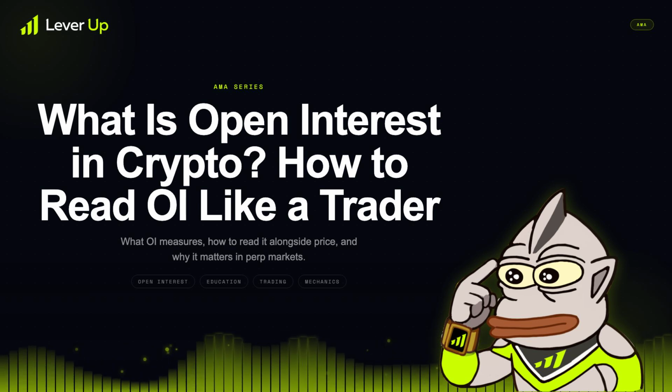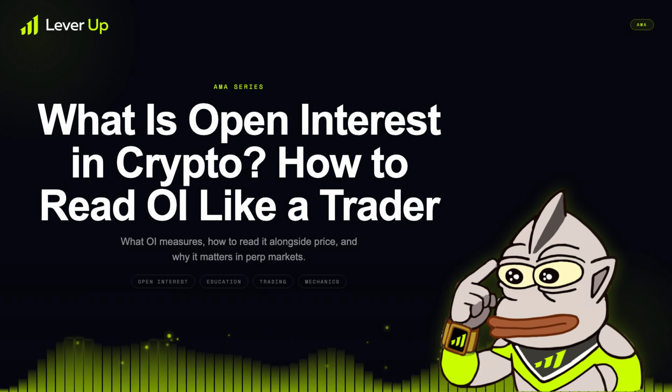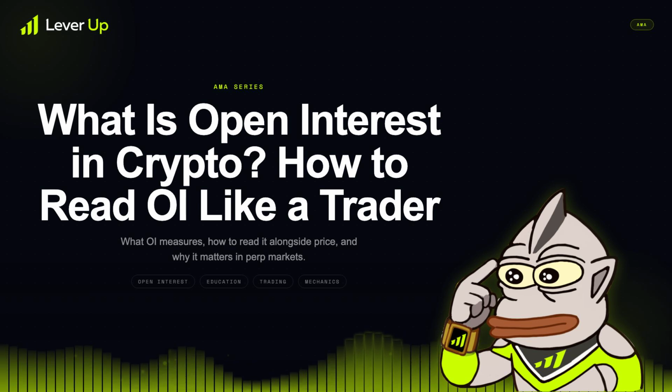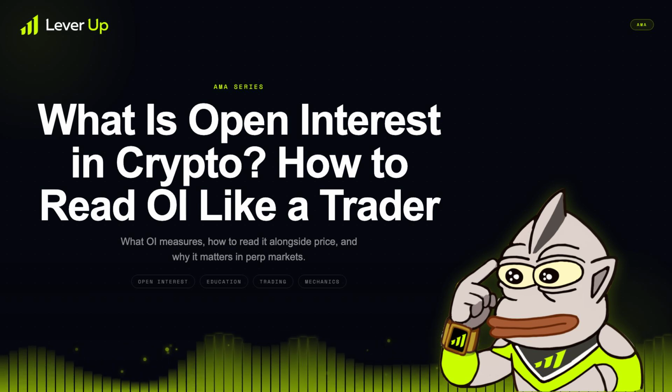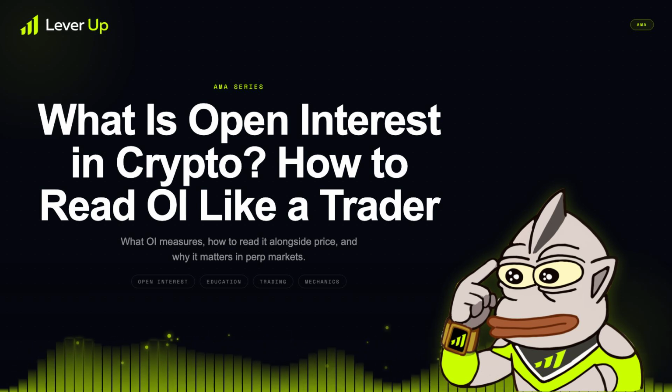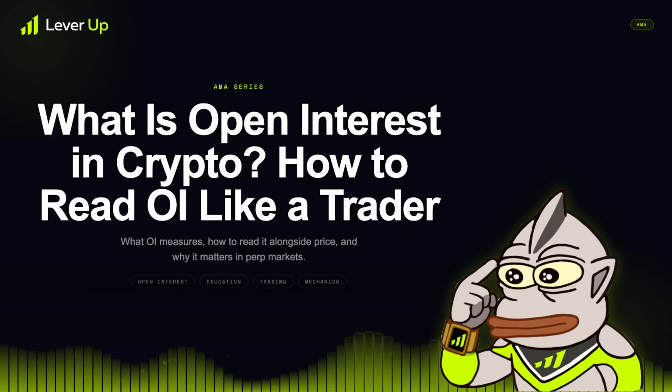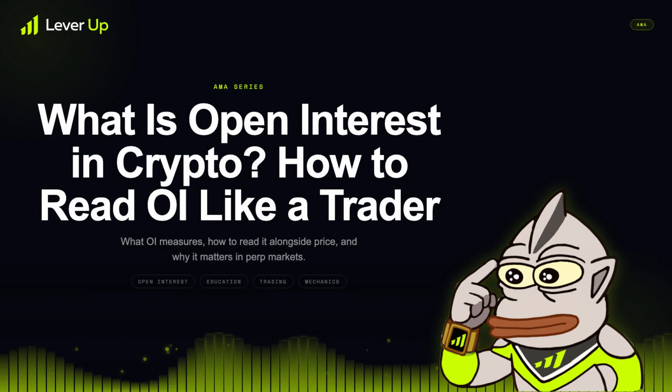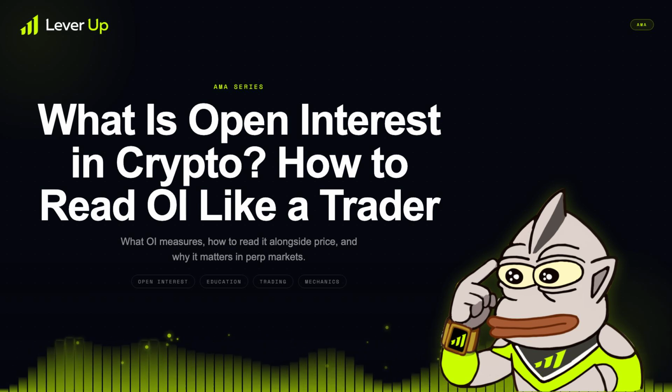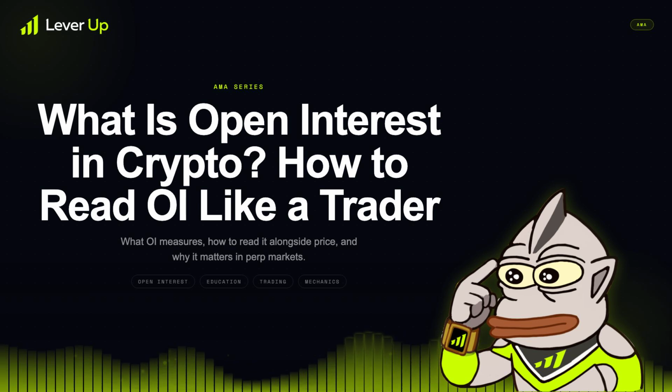High volume with falling oil means a lot of trading activity, but positions are being closed as fast as they're opened, maybe even faster. Active market, but not building a structural position. Someone could be day trading enormous size, generating huge volume without leaving any lasting open interest.